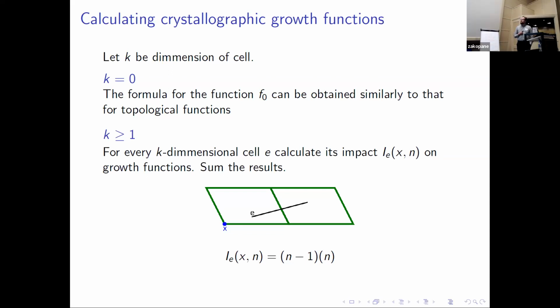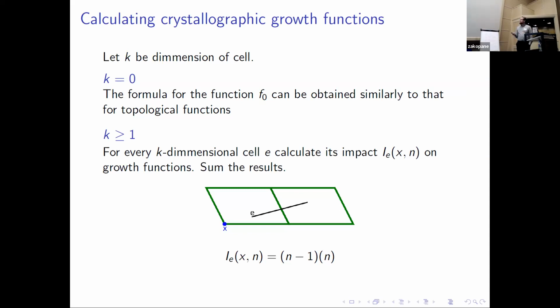In case we have sets of high dimensions like faces, edges, and even higher-dimensional sets, then we can, for example, first compute the impact of every translational unique cell of dimension k, and then sum the results.